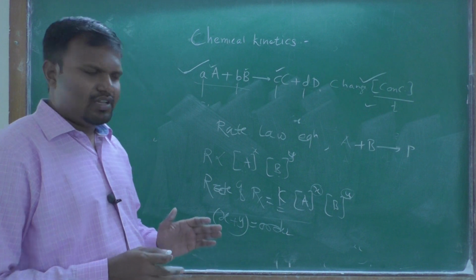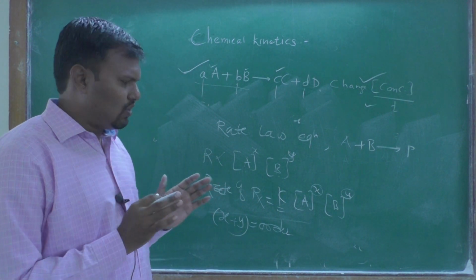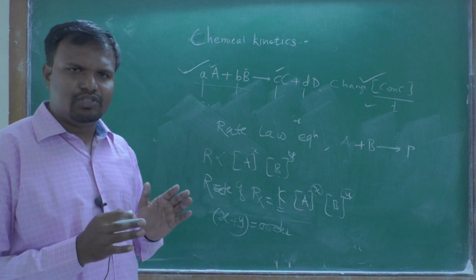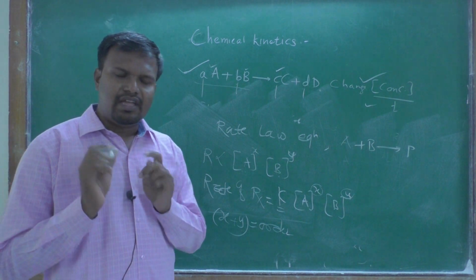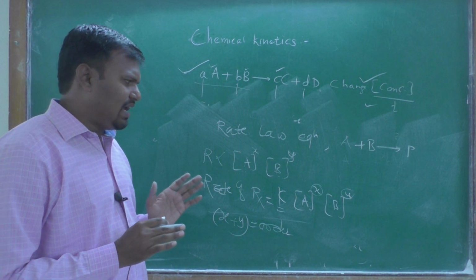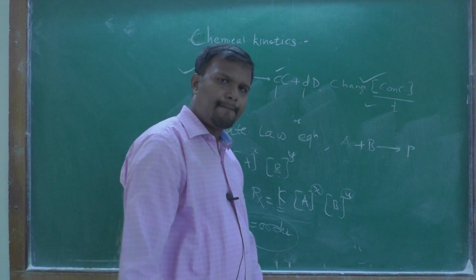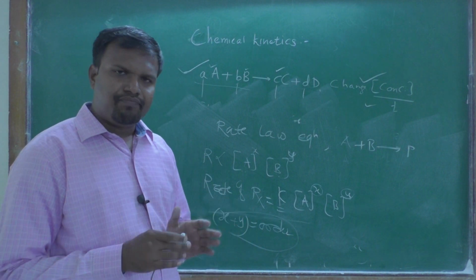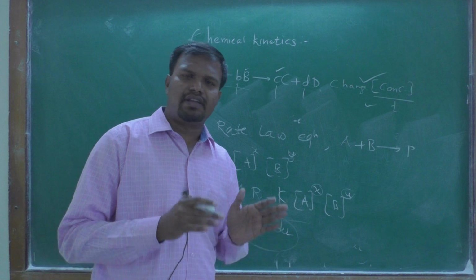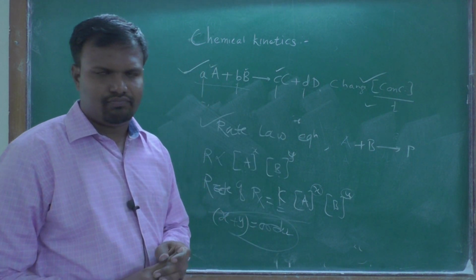Order can be calculated experimentally. Theoretical order cannot be calculated. It is only calculated experimentally. Then we can define the order. It is the sum of the exponents of the concentrations of reactants in the rate law equation.